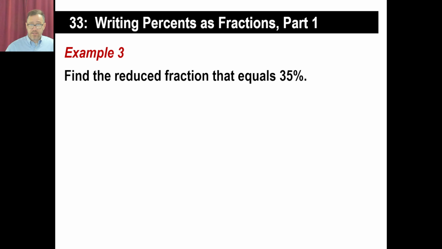Okay. Find the reduced fraction that equals 35%. Go ahead and do that one. Pause it. Try it. Okay. Again, 35 over 100. Clearly, both of those are divisible by 5. You should know your times tables that 35 divided by 5 is 7, your division tables. 100 divided by 5 is 20. There you go. Perfect.